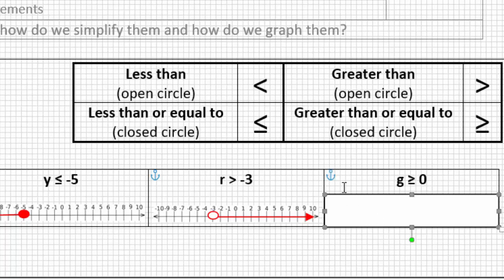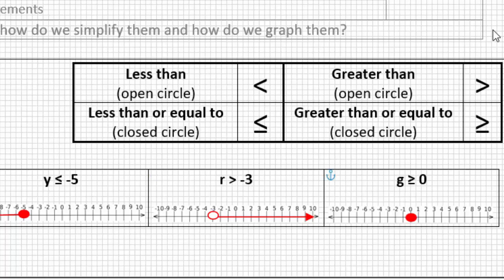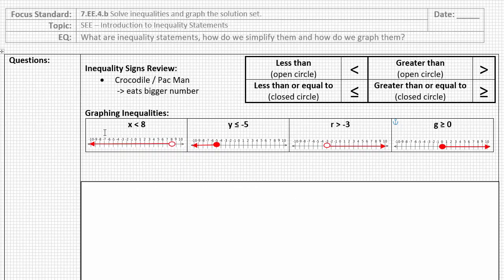And for our 4th and final one, g is greater than or equal to 0. Well, I put a closed circle at 0 because it's greater than or equal to, and then I would show an arrow to the right to represent every number to the right on the number line that is greater than 0. So there's a quick refresher on inequality statements and how to graph them.